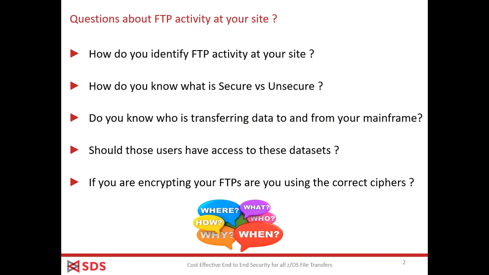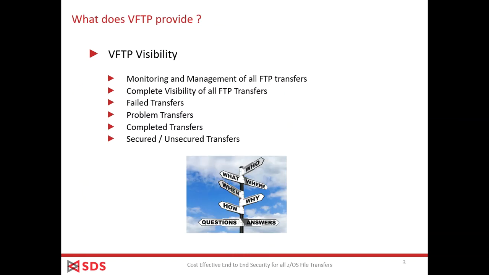We know that if you have read access to a data set, you can download this data set and then there is the subsequent dissemination of that data. It's pretty much a free-for-all thereafter. If you're encrypting your FTPs, are you using correct ciphers? Are you using the most up-to-date ciphers? Is that something that you can identify? So certainly questions to ask yourself about FTP and also the visibility that you have with regard to all of your FTP at your site.